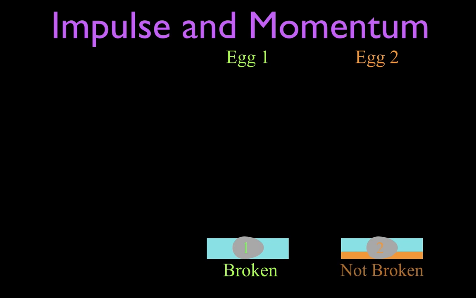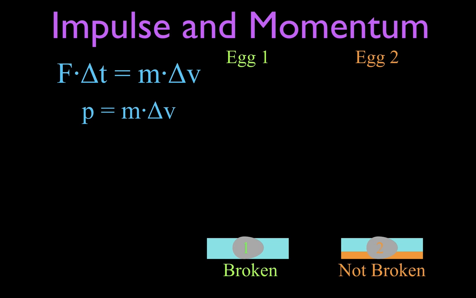So I have one case where the egg broke and one case where the egg didn't break. But both eggs really did the same thing. They dropped the same distance, they had the same change in momentum, from their velocity to zero. And we'll talk about why one egg broke and why one egg did not break.